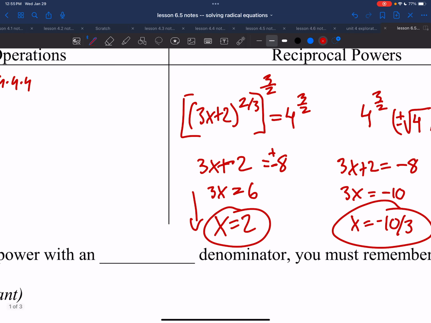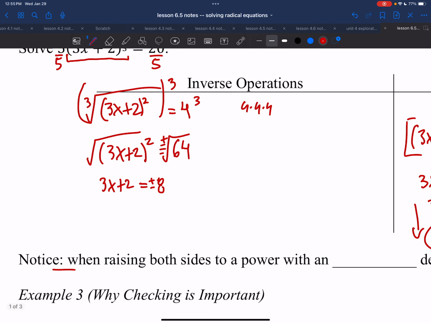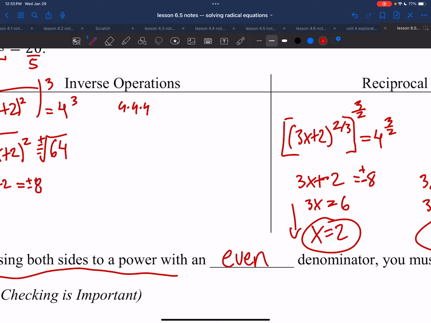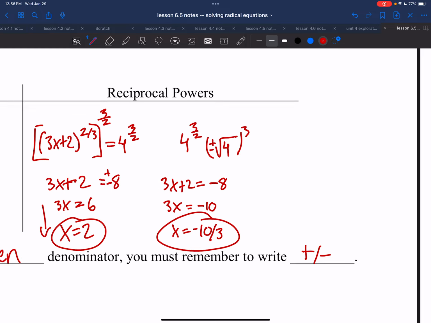So the takeaway from this is, we love the reciprocal powers method, right? Ooh, we love that. It's nice, it's easy. You just flip the fraction, raise it to both sides, and it's gone, right? But something to be careful with that is if the denominator is 2, or more generally, when you raise both sides to a power with an even denominator, so it's a square root, a fourth root, a sixth root, right? Then you need to remember to write plus or minus on your result. Because when you raise something to an even power, negative answers could exist, right? Negatives could be raised to an even power to get that positive number. And so we have that, okay? So that's the main takeaway.